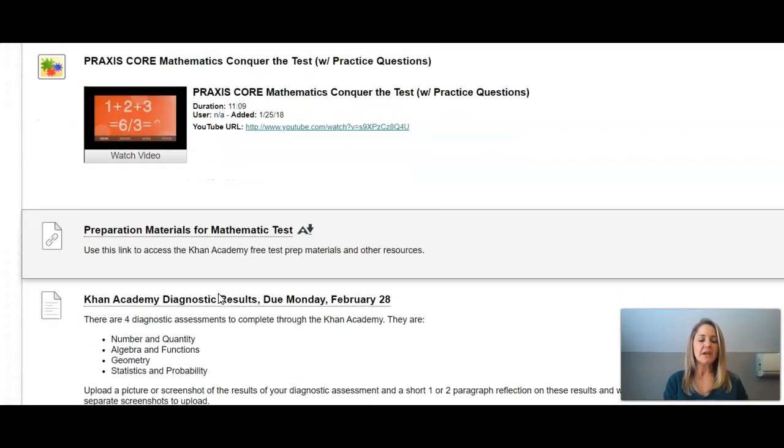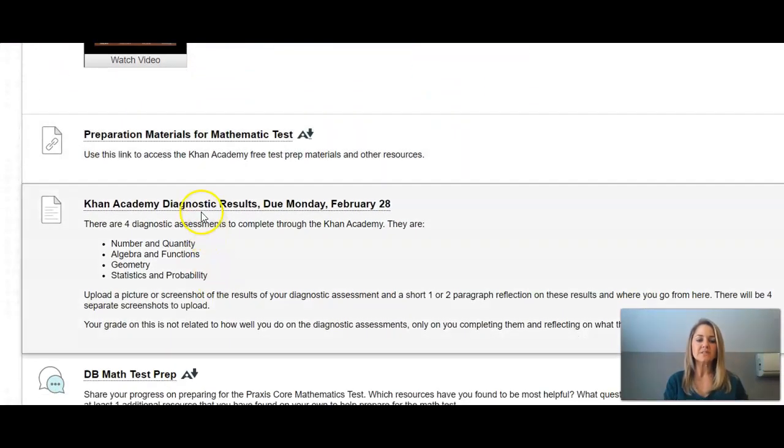Now, in this module, you will have to sign up for the Khan Academy free resources. These are free. There are diagnostic tests. And by next Monday, you need to have created your Khan Academy account and completed the diagnostic test for the math portion. This link takes you directly there, but there is a process to create the account. So make sure you go through that process so you can get your diagnostic results.